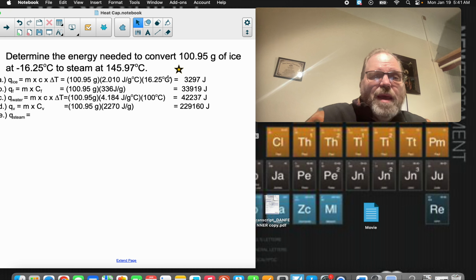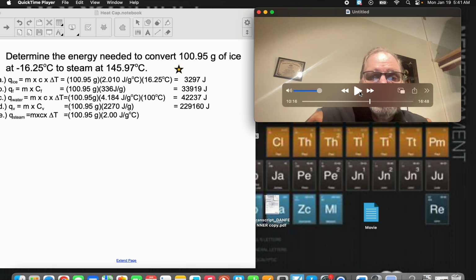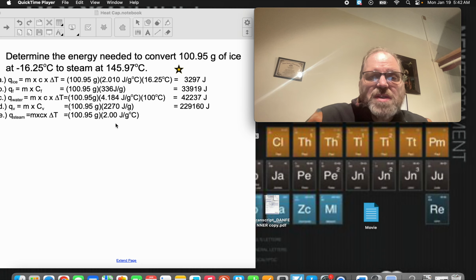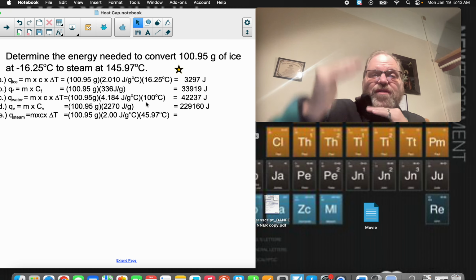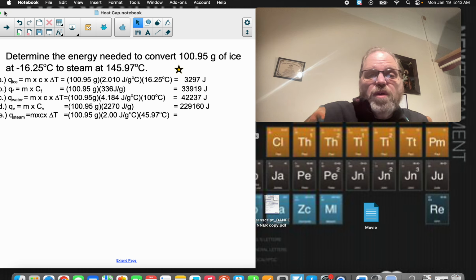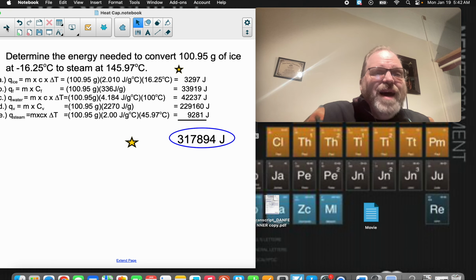Now we're going to heat the steam. So Q of steam, M times C times delta T, 100.95. The C of steam is 2.00 joules per gram degree Celsius, and we're going from 100 to 145.97, so that difference is 45.97. 4 sig figs, we get 9,281 joules. Add them all up. Last filled column, the answer is 317,894 joules. All right, awesome.